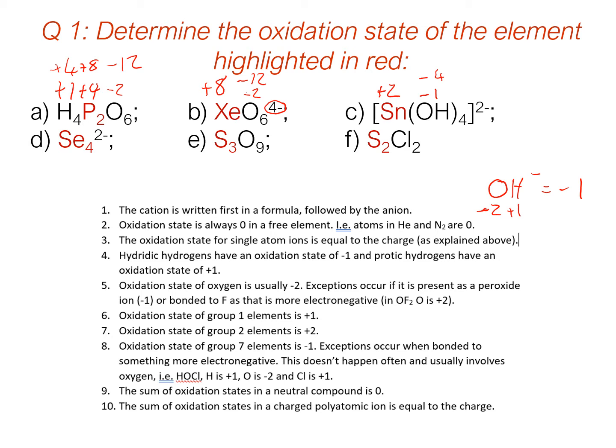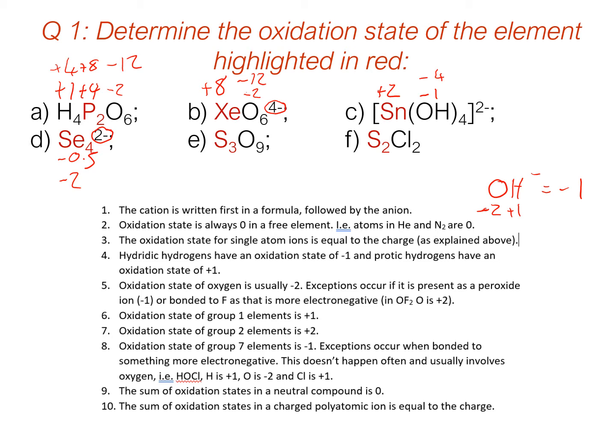But anyway, we see by rule 3 that the oxidation state for single atom ions is equal to the charge. So it adds up to the charge, which is 2-, so we know that it needs to add up to -2. There are 4 of the seleniums, therefore -2 divided by 4 is -0.5. So as I say, it's not very nice that they've not done whole numbers, and I won't do that to you in the exam.